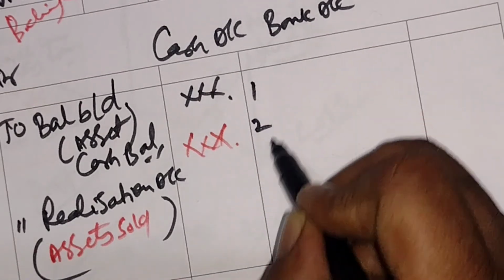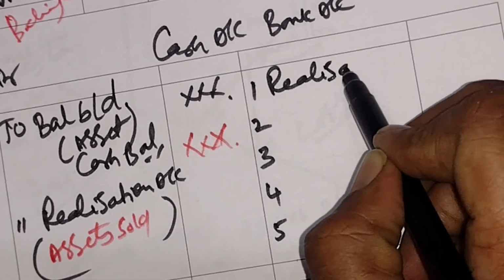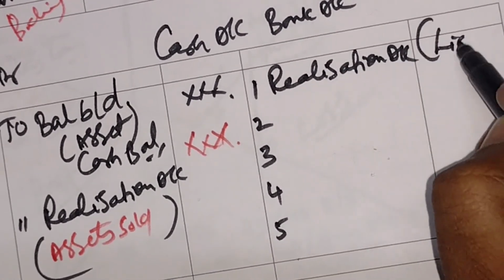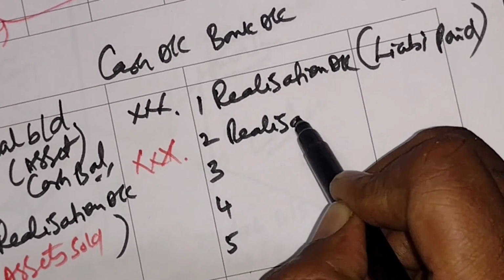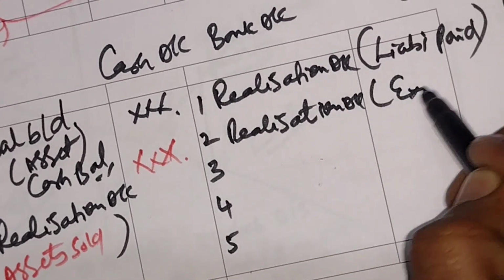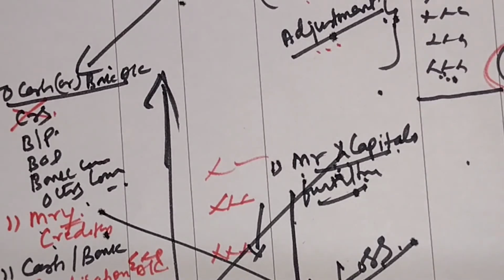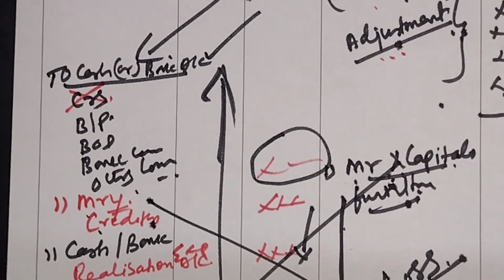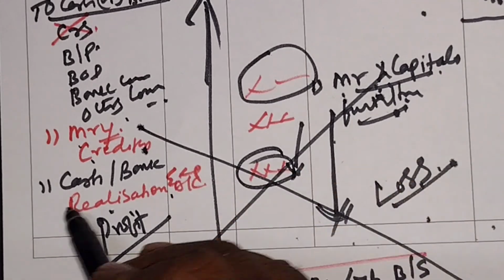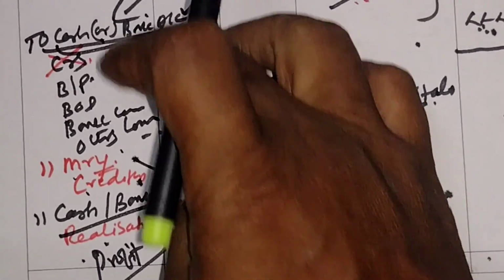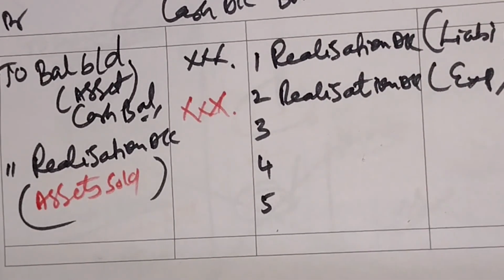Credit side, you should remember five entries. Very first one is the realization account. What is it? Liabilities paid. Second one is once again realization account, that is expenses paid. Both these two appear in the debit side of the realization account. Now we can see that to cash account, this total. Once again cash or bank account realization expenses, this total. So this cash account and this cash account from the realization account will appear in the cash account. Yes, over. Then what is the third one?